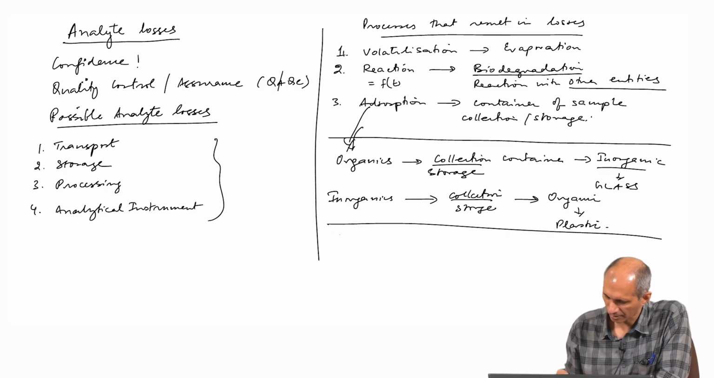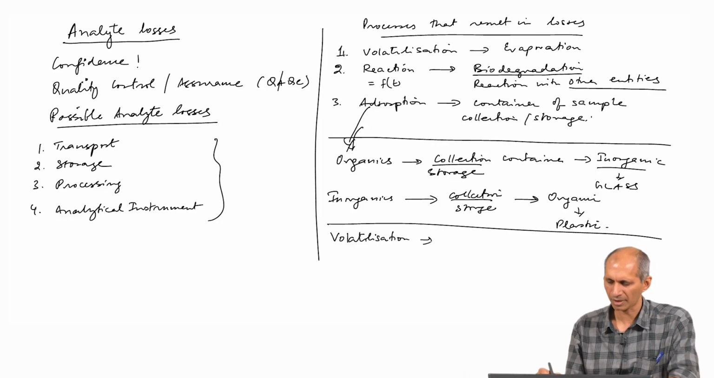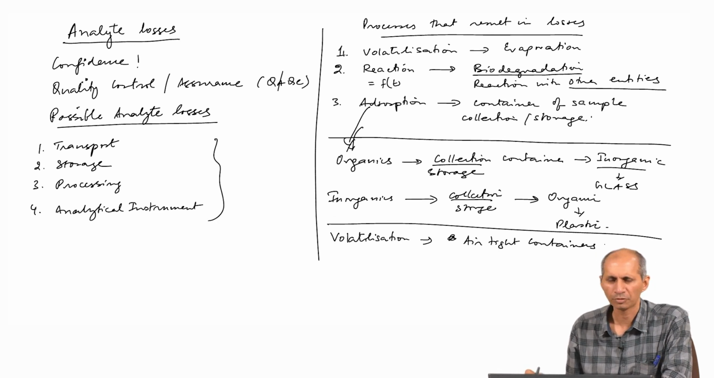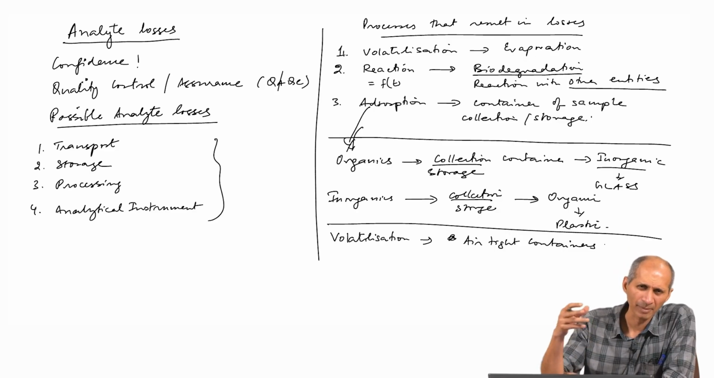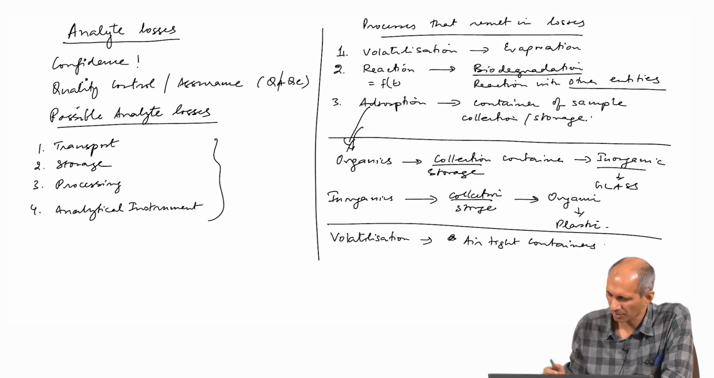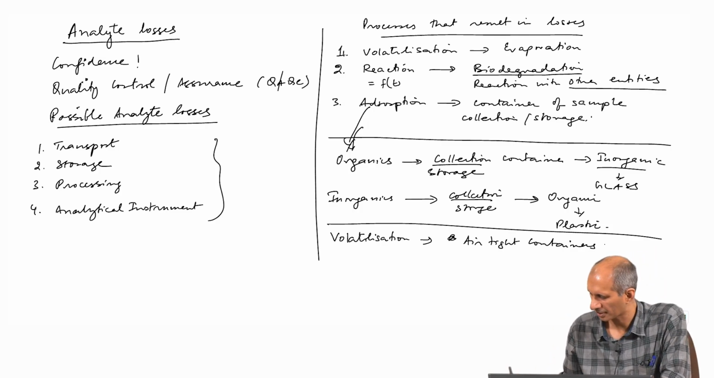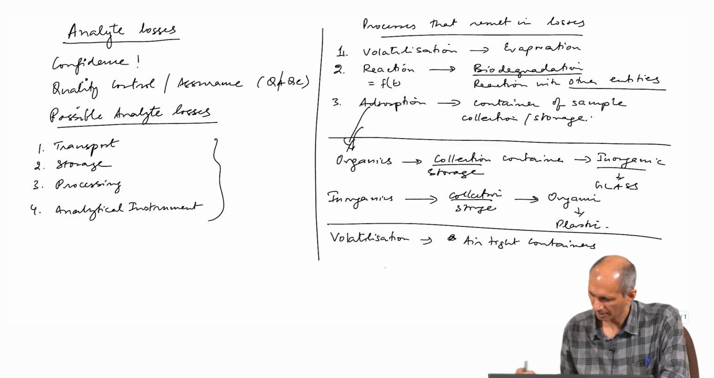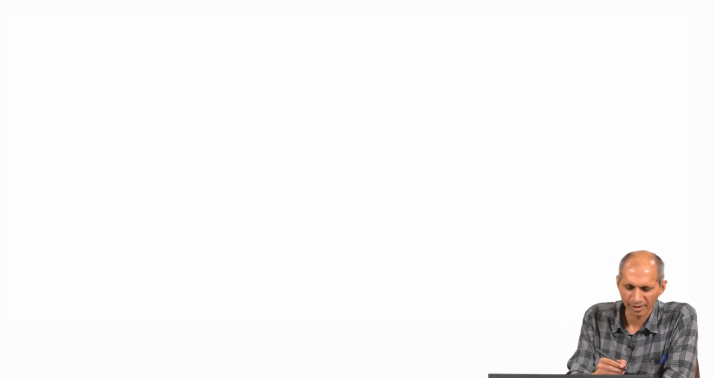For volatilization, it is very obvious. For volatilization, you need to have airtight containers, which means that the container that you bring from the sampling site to the lab for storage should be airtight, which means that there is no increase, there is no chance of this, there is no chance of loss. So, let me just explain a little bit.